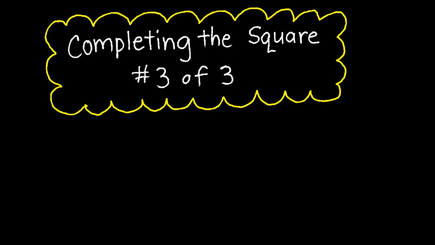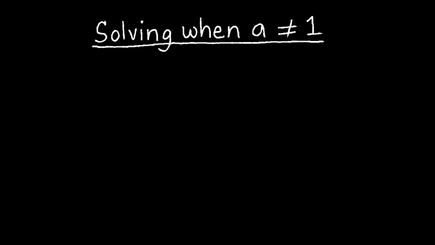Okay, this is the third video on completing the square, and let's get started. First, we want to figure out what to do when a is not equal to 1. So here's an example. If I've got 5x squared equals 6x plus 8, okay?